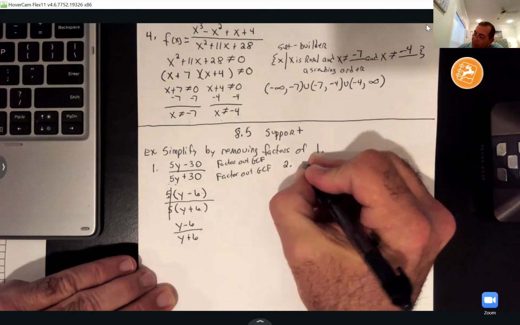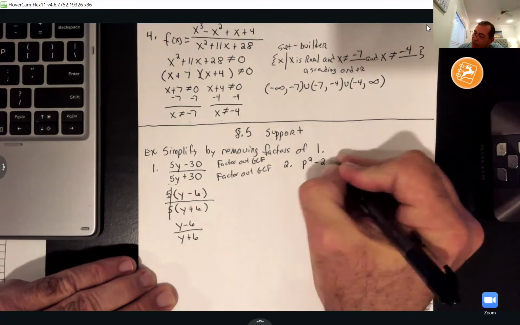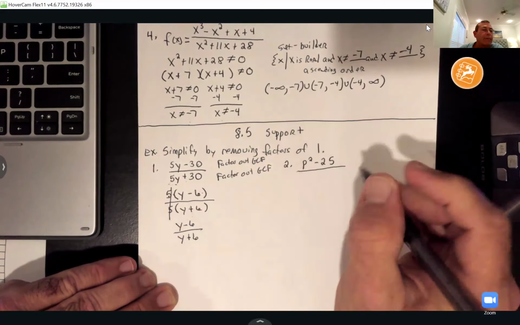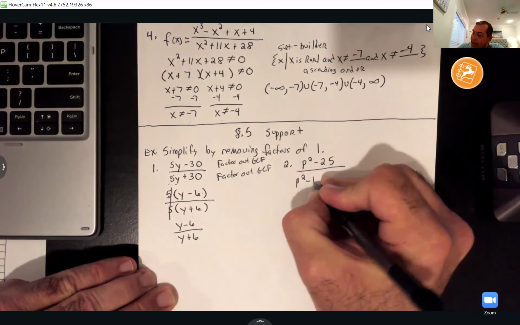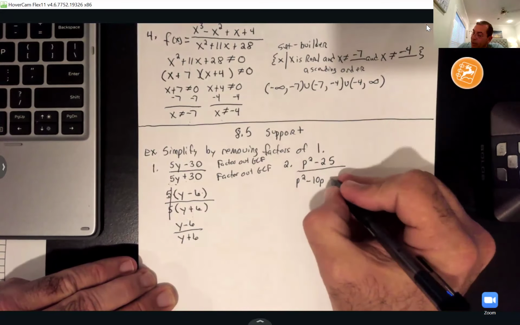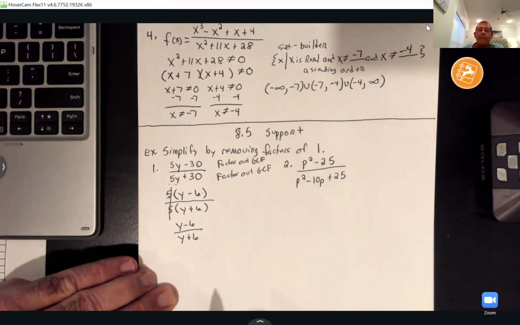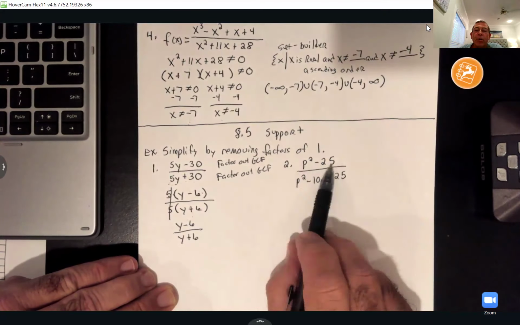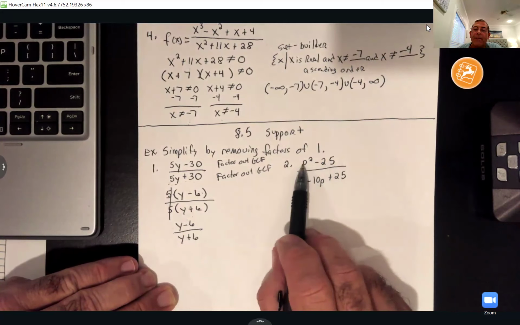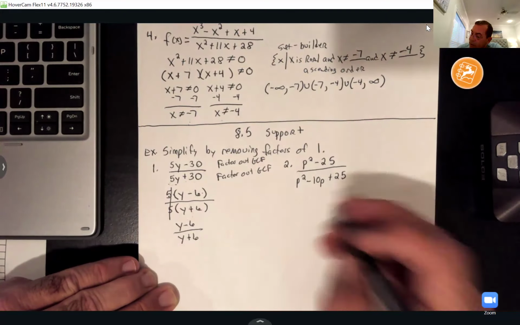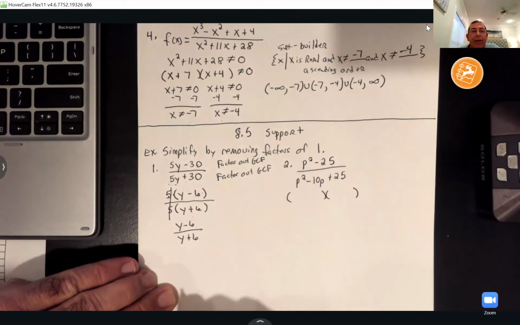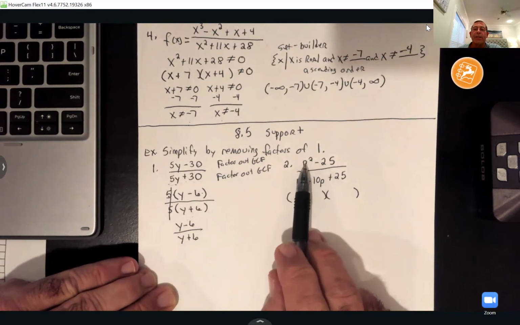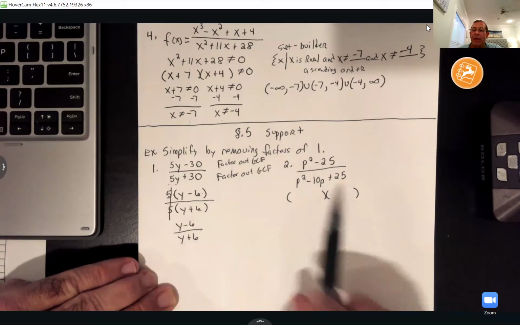All right, y'all, watch this one. P squared minus 25 over P squared minus 10P plus 25. So notice, you got two terms here, but they don't have a GCF. So this means that this is the difference of perfect squares. They're going to factor into conjugate pairs. So y'all watch this. P squared will be a P and a P.